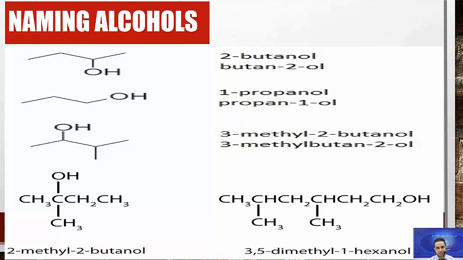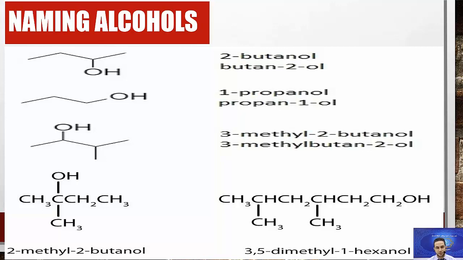Number 4. Count the number of carbon atoms. You have 4 carbon atoms. You start numbering from left. You have at carbon atom number 2 the OH and also a branch, CH3. So you have to write the branch first, 2-methyl, then 2-butanol.